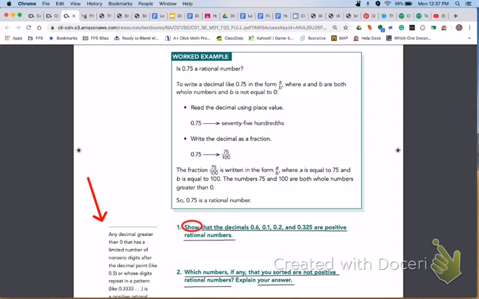Please note that any decimal greater than 0 that has a limited number of non-zero digits after the decimal point, like 0.5, or whose digits repeat in a pattern, like 0.3 repeating, is a positive rational number. Please answer number 1 and 2 with your group.